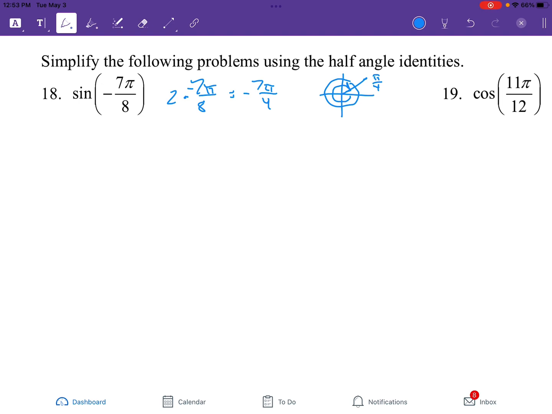Also remember, in our half-angle identity formulas, there's a plus or minus in front of all of them. That's something we do at the very end of the problem. So we're going to put those values in here. We're doing the sine one, so we have 1 minus the cosine of negative 7 pi over 4.